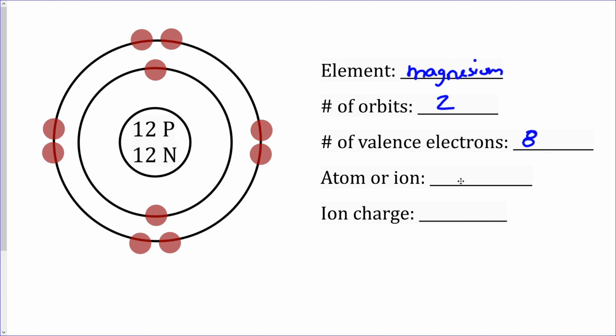Is this an atom or an ion? So you take a look at how many protons there are, 12. How many electrons are there? There's only 10, so we know that the number of protons and electrons are not equal, so this is an ion. This is a charged atom. What ion charge does it have? Originally, it should have 12 electrons to match up with the 12 protons, but since it only has 10, that means it lost 2 electrons. Same as the last one. If you lose electrons, you become positive. So 2 positive.